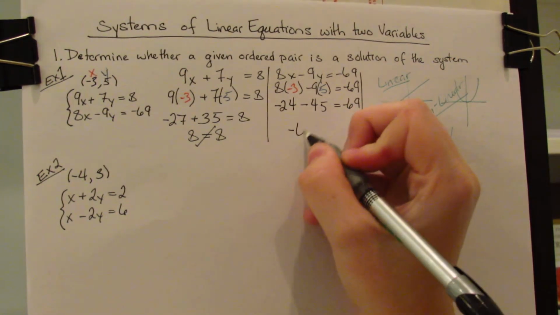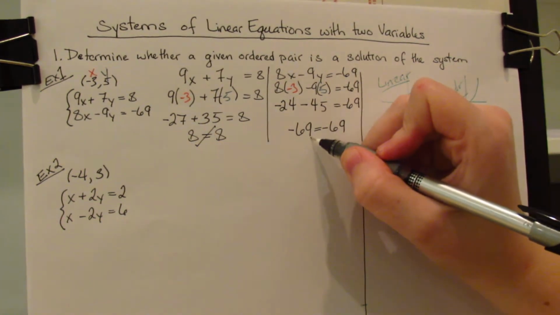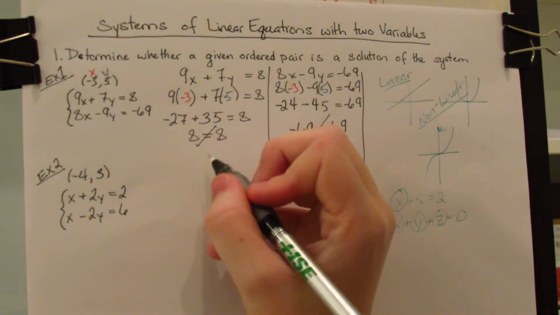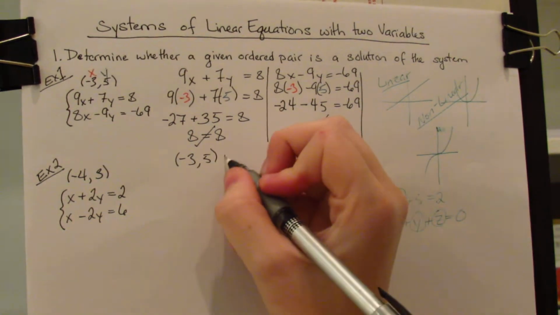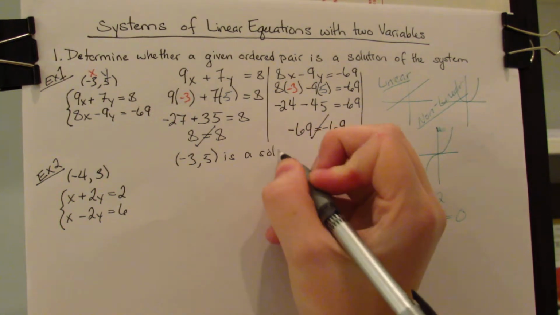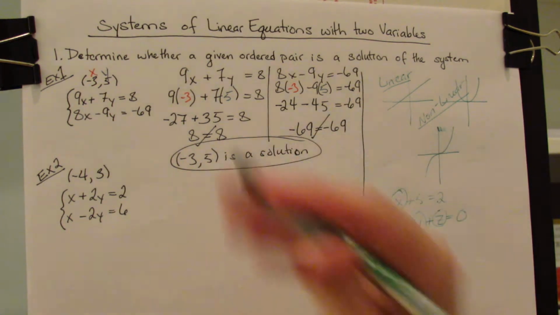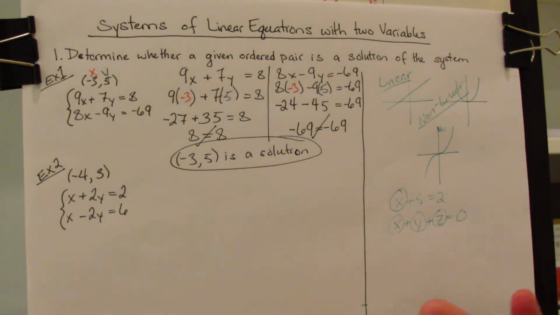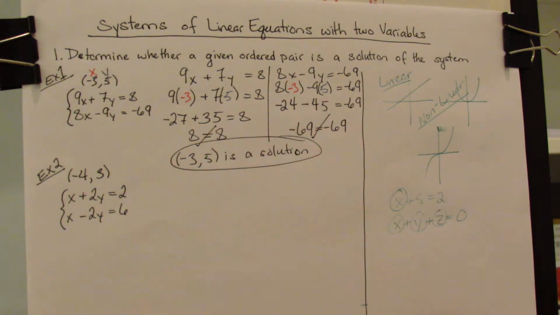And again, we solve it to find that negative 69 does equal negative 69. We know this is true. So, since both of those are true, we say that negative 3 comma negative 5 is a solution. And that is the answer to that example. So we were asked to figure out whether it is a solution to the system. We plugged the numbers in, and we got true statements both times. Therefore, it is a solution.